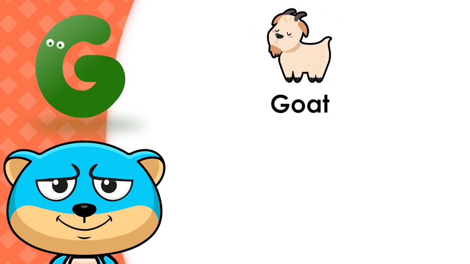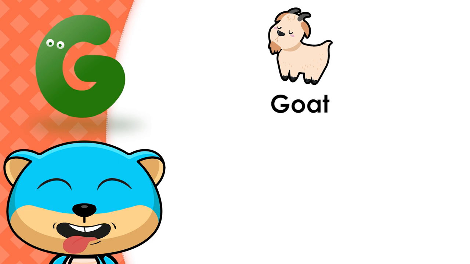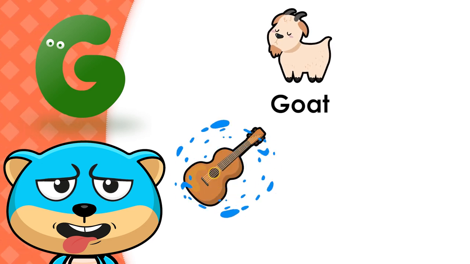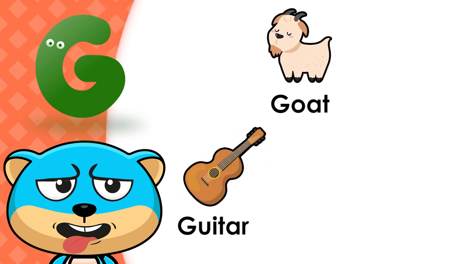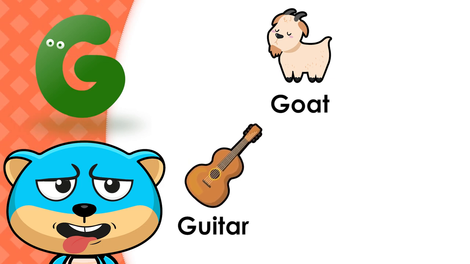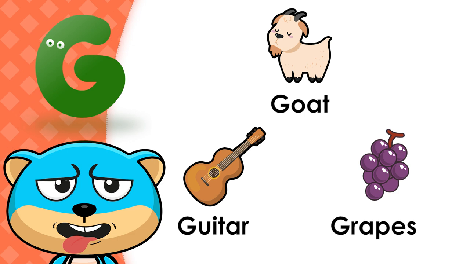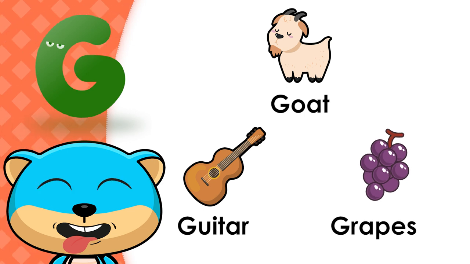G is for goat. G is for guitar. G is for grapes.